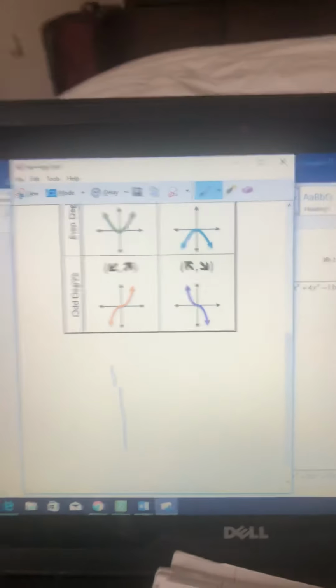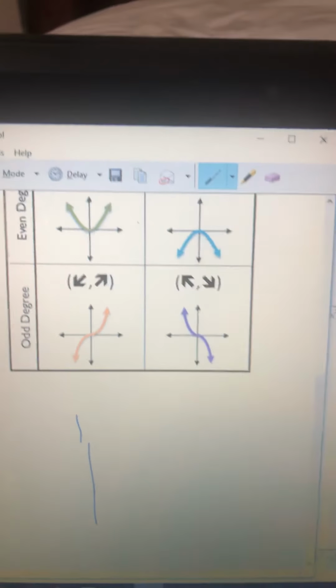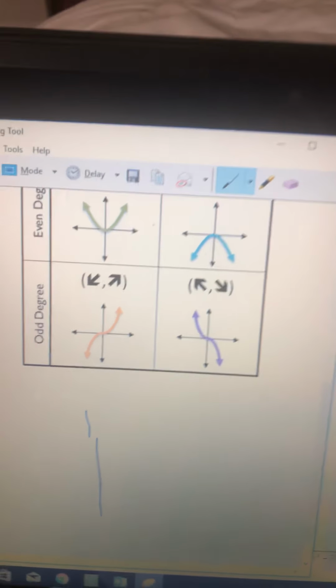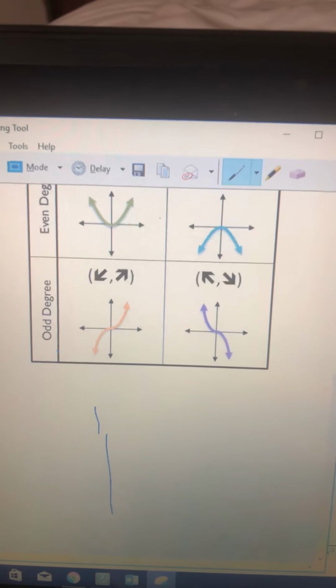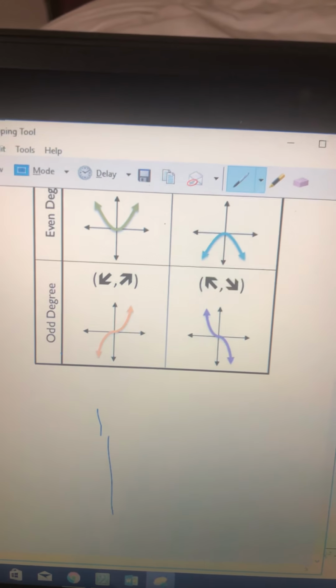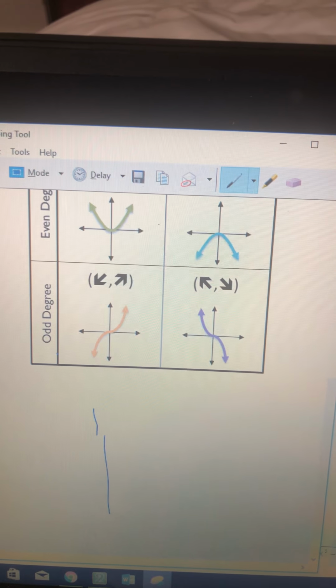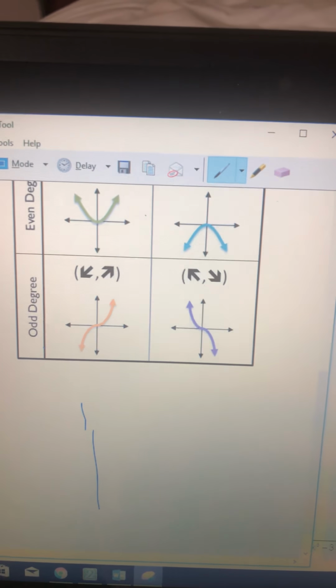It doesn't have to be perfect. We just want to give it a rough sketch. Now, I did send this to you, and it's on the website. It is also on your Google Classroom as well.